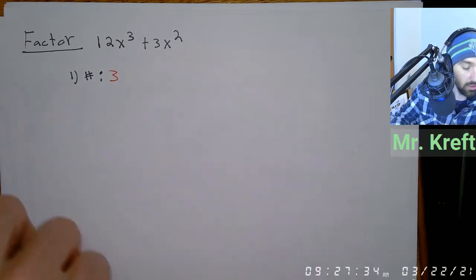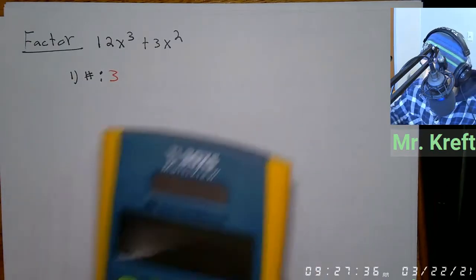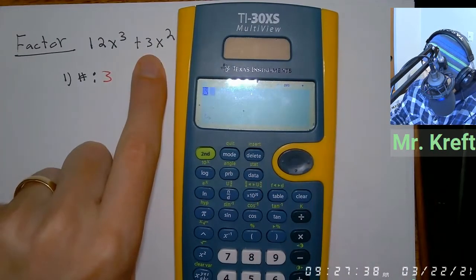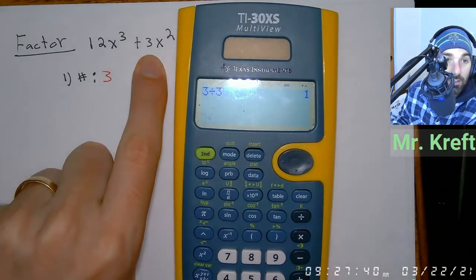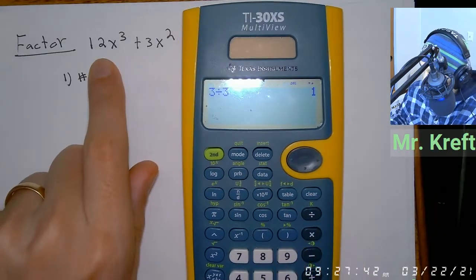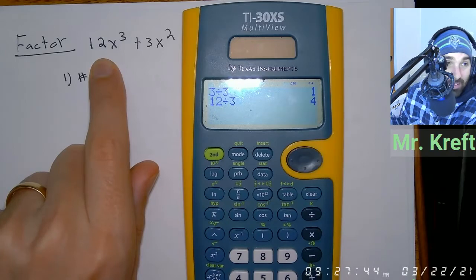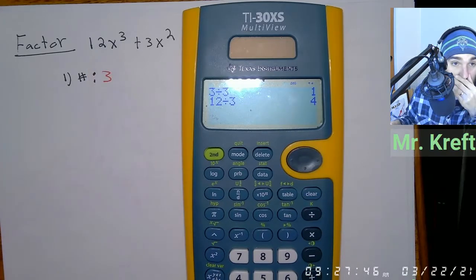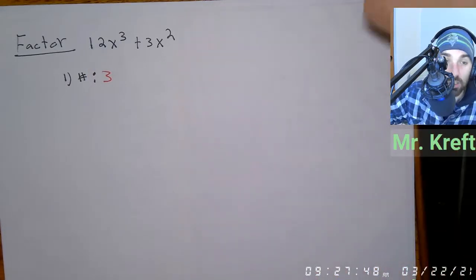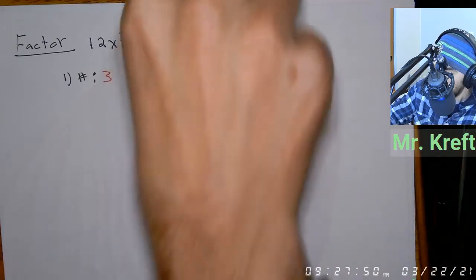And you can always double check. 3 divided by 3 is 1, that's a whole number. And 12 divided by 3 is 4. So 3 goes into both.